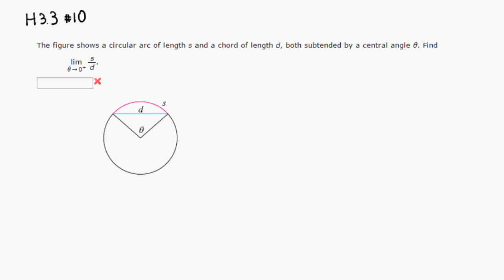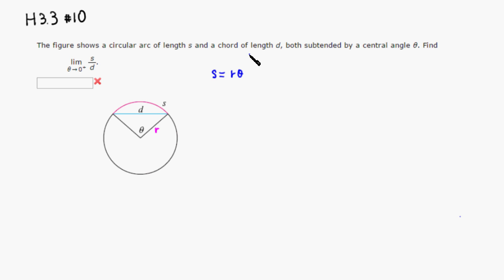So s is the arc length. There's no radius given, so I'm just going to give a radius. Let's say the radius is r. We know that s is the arc length, so s is equal to the radius times the angle theta, so it's going to be r theta.